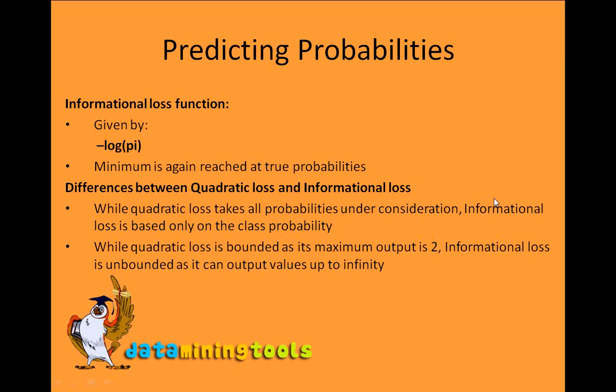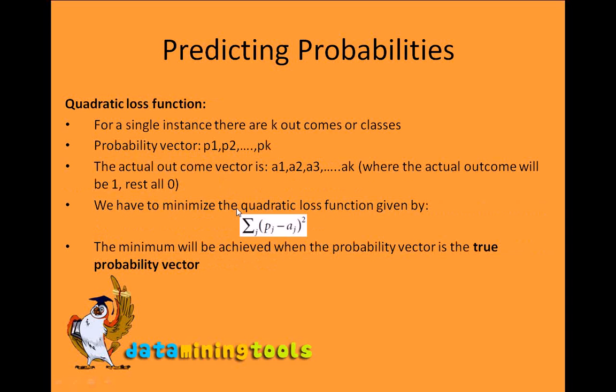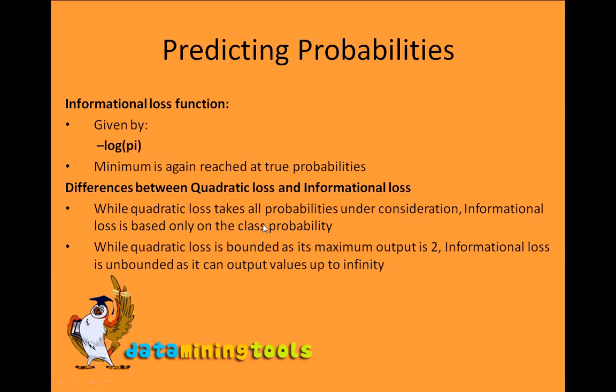We come to the differences between quadratic loss function and informational loss function. While quadratic loss function takes all the probabilities under consideration, informational loss is based only on the class probability, that is the class which has been predicted. Now, if you look over here in the expression, we only have pi and no other probability is there in the expression. If we go to the previous slide and look at the expression for quadratic loss function, here you can see that irrespective of the outcome, we are using all the probabilities in our expression, and hence quadratic loss function depends on all the probabilities.